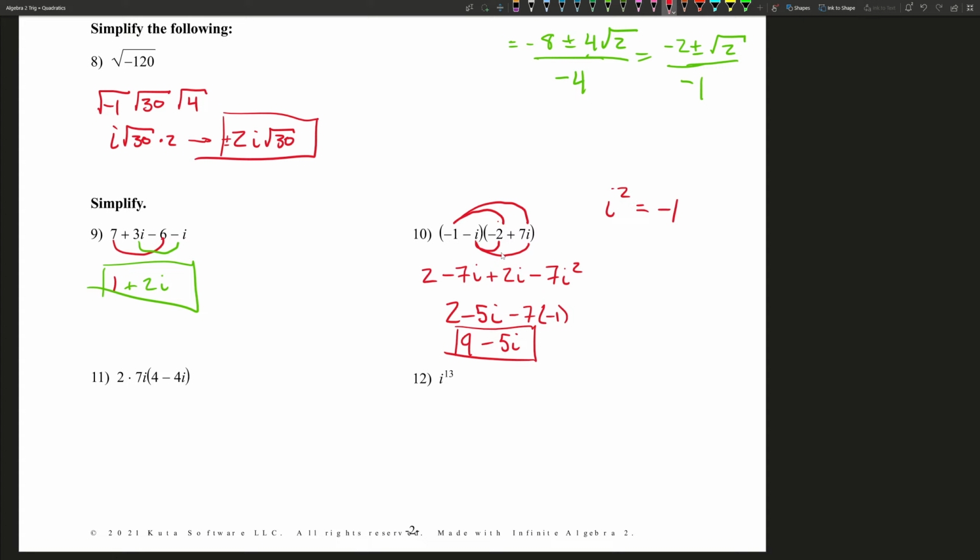i to the 13th. So this is that cycle, right? i is just equal to i. i squared is negative 1. i cubed is negative 1 times i, which is just negative i. And then i to the 4th is just 1, and then it repeats that cycle. So every 4, you come back to 1. So i to the 13th is i to the 12th times i.